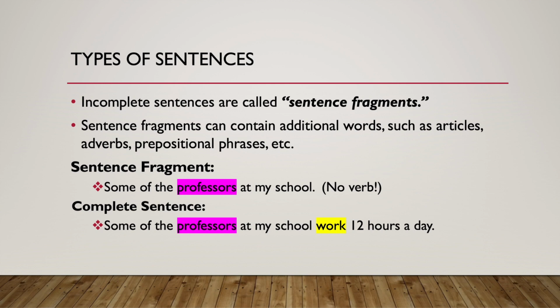Incomplete sentences are called sentence fragments. And sentence fragments can resemble a sentence, and they can contain a phrase like articles, adverbs, and prepositional phrases, but they leave out the verb. So here's an example. Some of the professors at my school, okay, professors is the subject. What about the professors? We don't know because there's no verb. Therefore, that is a sentence fragment. A complete sentence would be, some of the professors at my school work 12 hours a day. So with this complete sentence, the subject is, again, professors, but this time we have the verb, work, and that makes it a complete sentence.